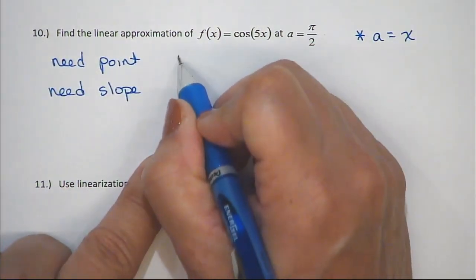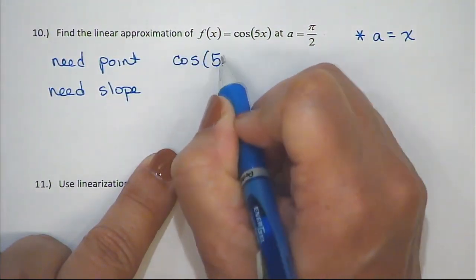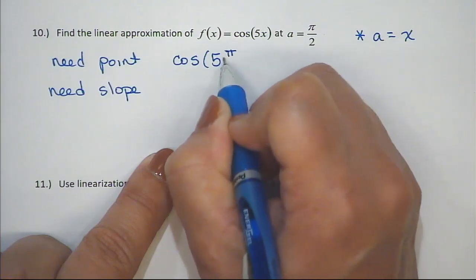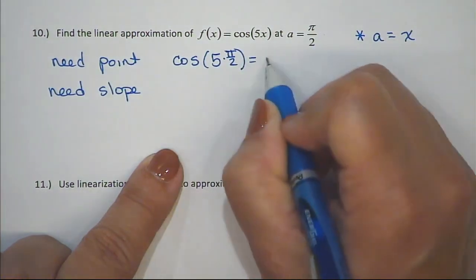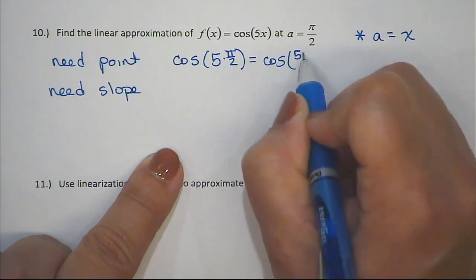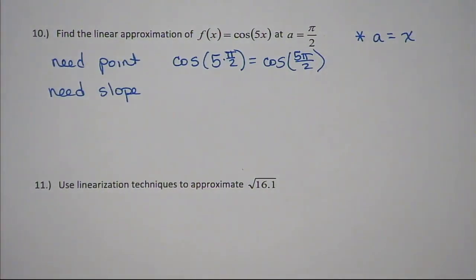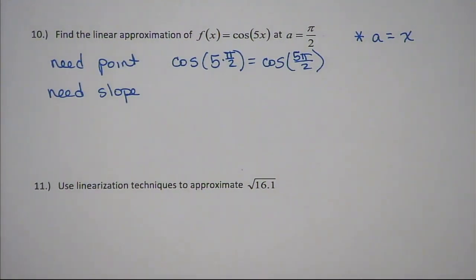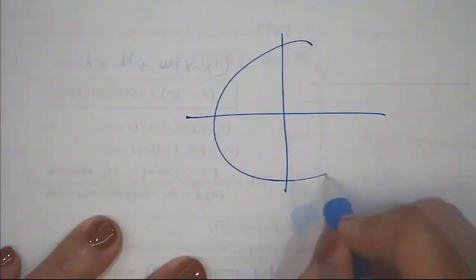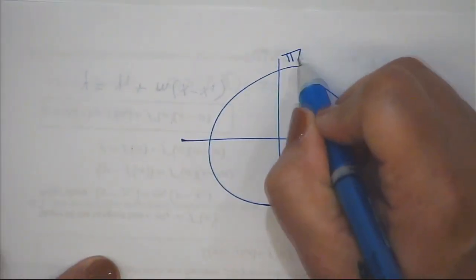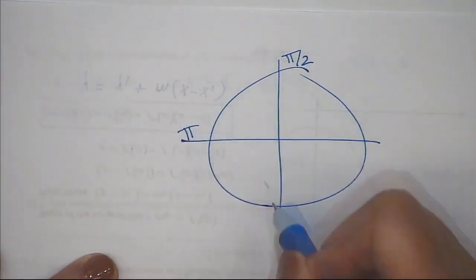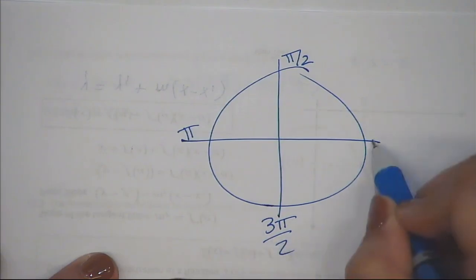All right, so the cosine of 5 times pi over 2 is the cosine of 5 pi over 2. Ooh, this is a good one. Where's 5 pi over 2? Go around the circle one time. Get my little scrap paper again. So pi over 2 is up here. Here's pi, 3 pi over 2, 2 pi, to go around.